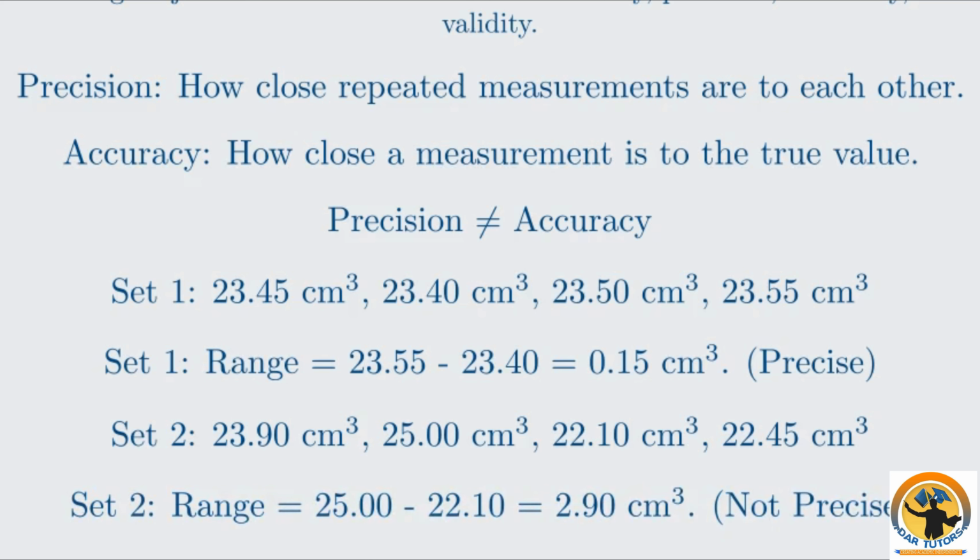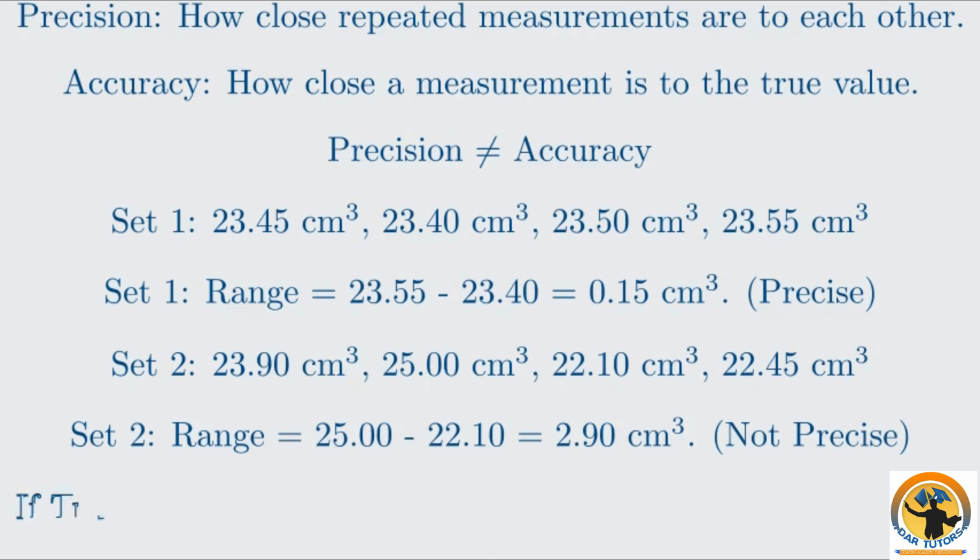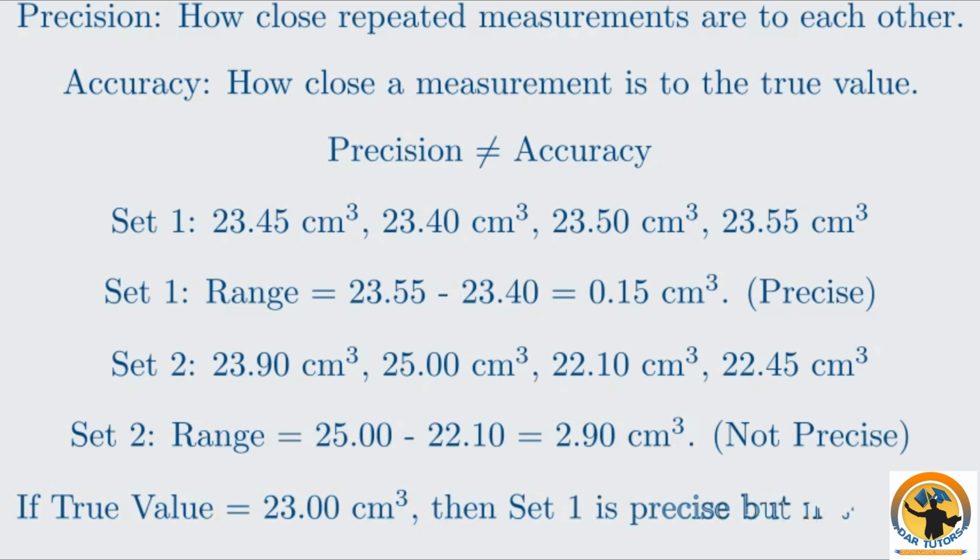Let's revisit set 1. Let's assume the true value for the titration is exactly 23.00 cubic centimeters. Even though our measurements were precise, they are not accurate, as they are all about half a cubic centimeter higher than the true value. This demonstrates that precision does not guarantee accuracy.